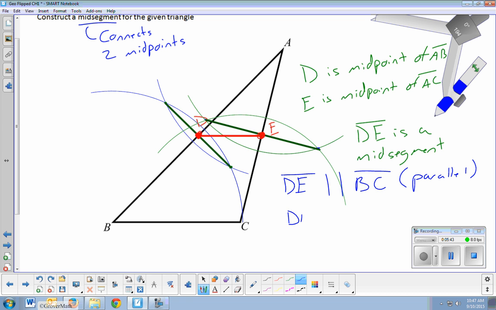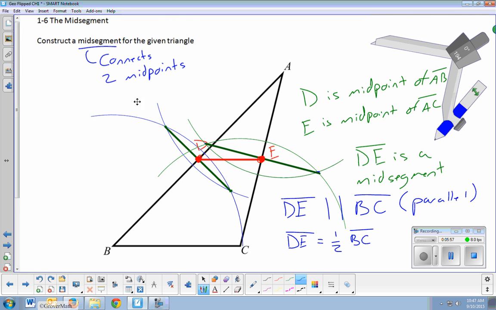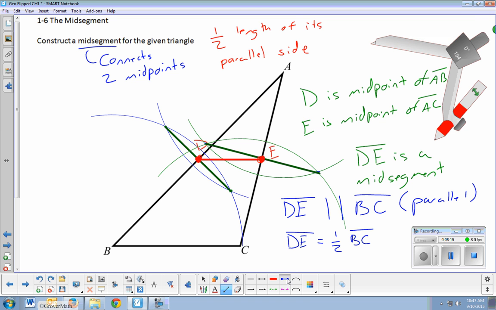And we also know that DE is half of BC. It's half the length of BC. So if this is 10, this is 5. It's just half the length. So not only does a mid-segment connect two midpoints, but the most important definition of all is it is half the length of its parallel side. So a mid-segment is half the length of its parallel side. Now, if I were to draw another one here, let's just estimate, somewhere on BC. This mid-segment is parallel to AC, and it would be half the length of AC. So mid-segments are half the length of their parallel side, and they connect two midpoints.